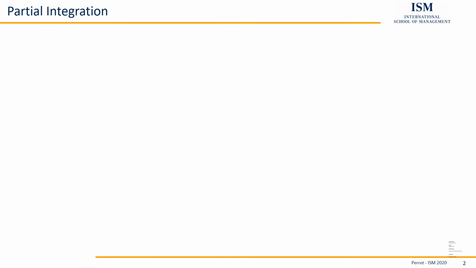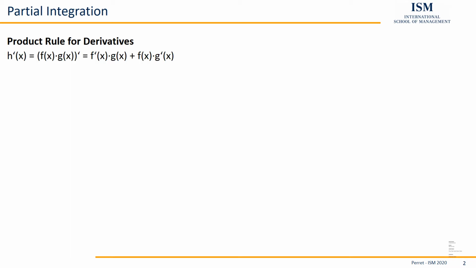Let's have a look how we start with this, where we start, as I said, with the product rule for derivatives, which here I'm basically writing as a function h, whereof I want to get the derivative, and h can be split up into two partial functions, f and g. So if I get the derivative of this product, that's what I use the product rule for.